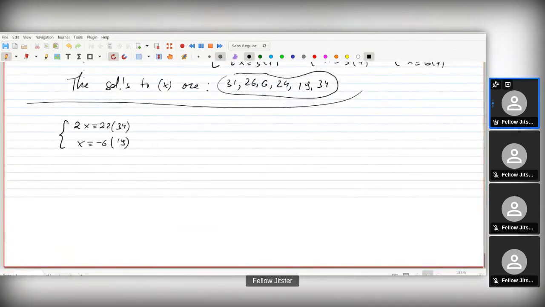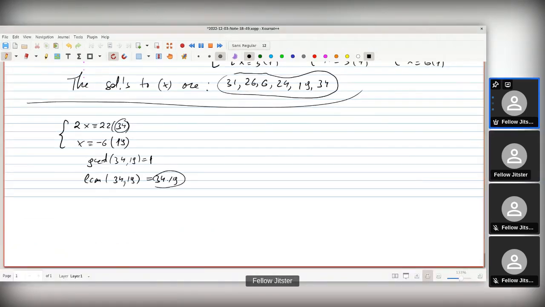Exactly. But we should keep modulo 34, because the greatest common divisor of 34 and 19 is 1. So the least common multiple is what? 34 by 19, it is the product. So we are obliged to find solutions modulo this. Is it clear? We cannot replace it by a congruence modulo 17, because we are interested in solutions modulo 34.